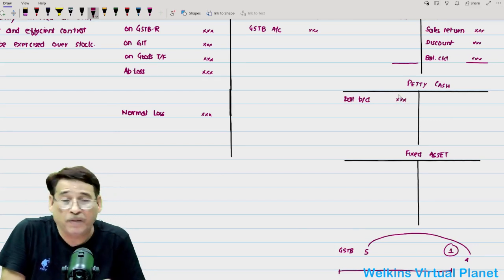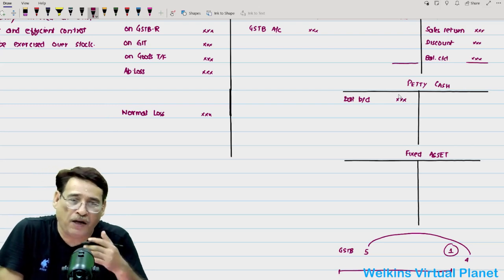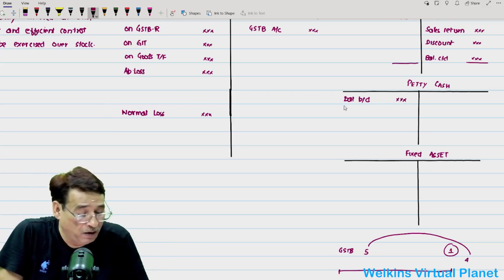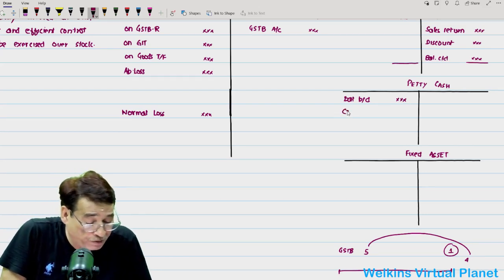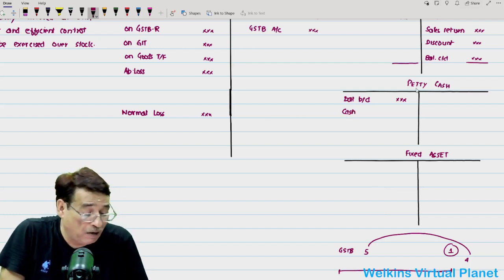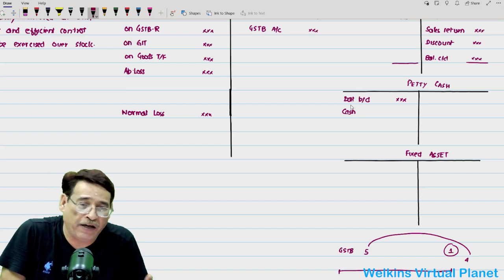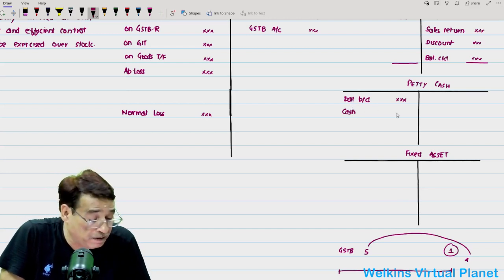And suppose in the question it is also given that in the current year head office remitted so much of amount as for petty expenses. So if in the current year head office has sent some more cash towards the petty cash, I am going to write towards the debit side of petty cash. I will write petty cash account debit to cash account. It means further cash sent by head office for petty expenses. So I am going to write it over here.